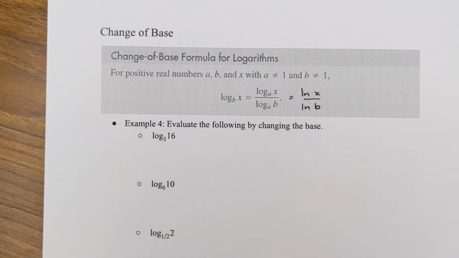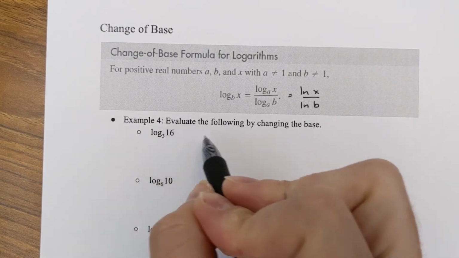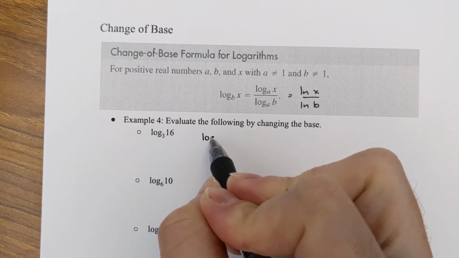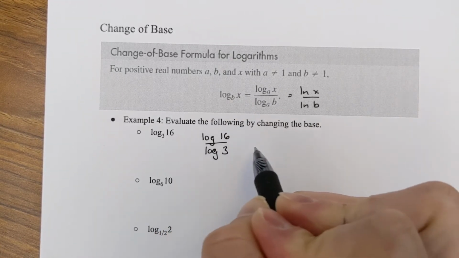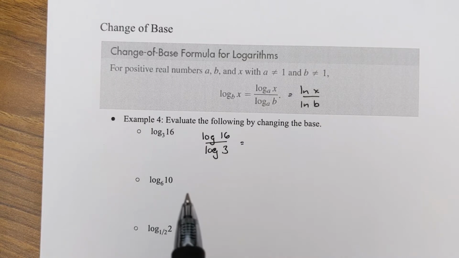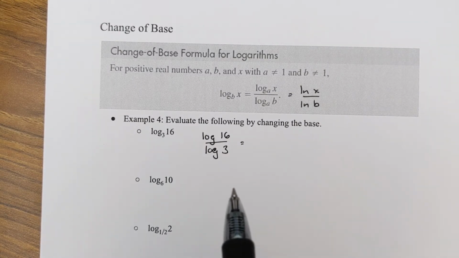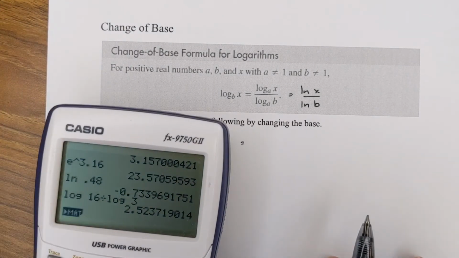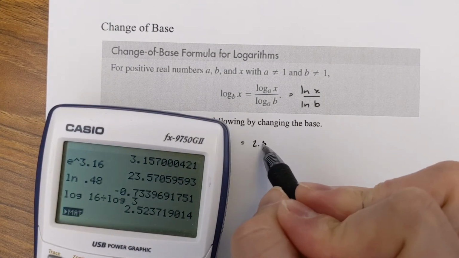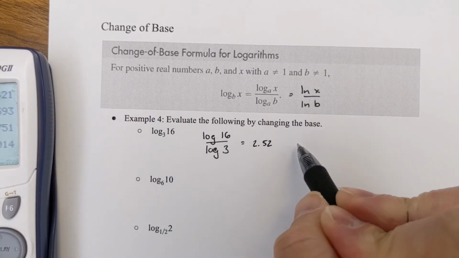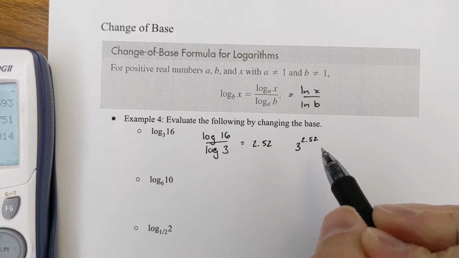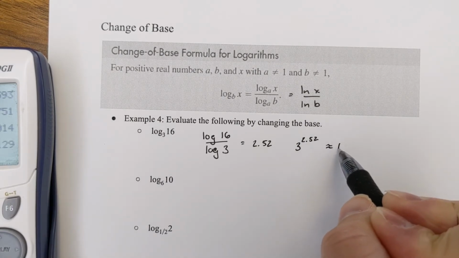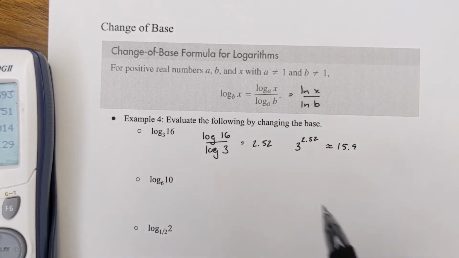So I'll use the common log. The common log of 16, which is always the big number, divided by the common log of 3, and that literally can just go in your calculator and numbers come out. Log 16 divided by log 3 would give me about 2.52. And if you want to check, if you do 3 to the 2.52, you get about 15.9. So pretty close because we had to round.